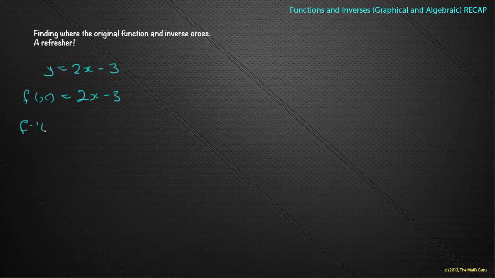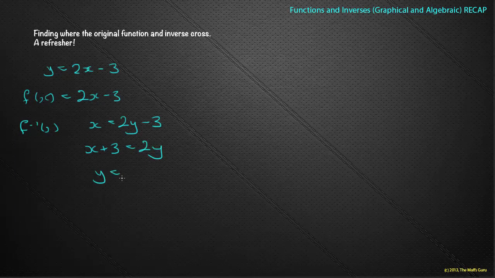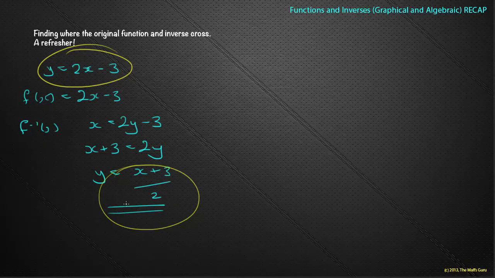f to the minus 1 of x, how do we find that? Well, we now have x is equal to 2y minus 3. x plus 3 is 2y, or y is equal to (x plus 3) over 2. So I now have my two equations. And we know from previous experience that if we want to find out where they intersect, the y values must be the same. So then I equate, and I get 2x minus 3 is equal to (x plus 3) over 2.